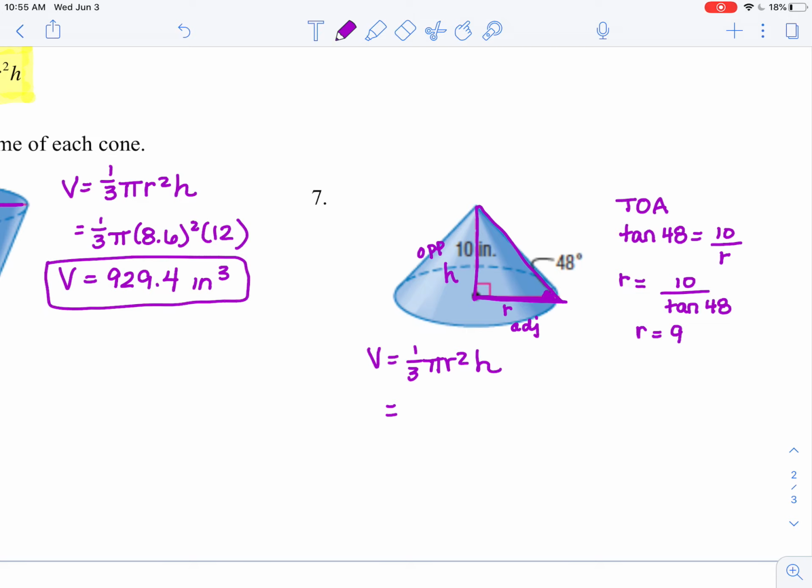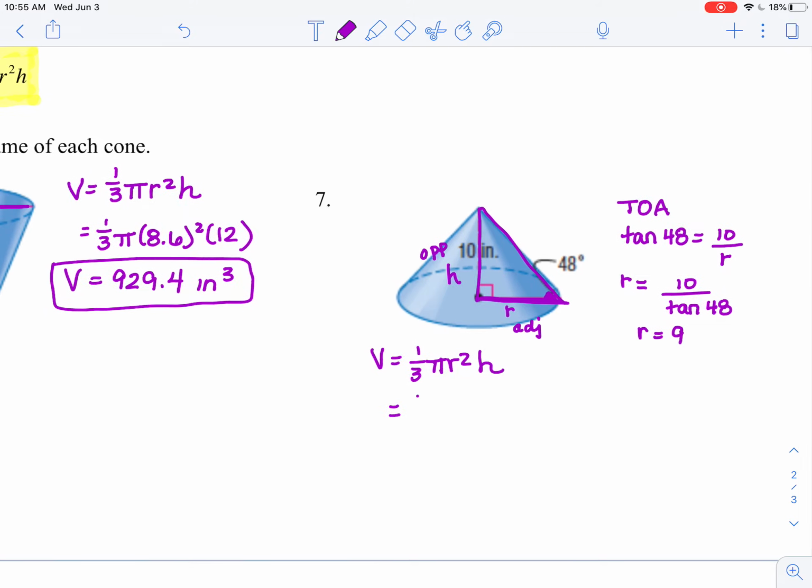Now we can plug our information into our volume formula. So we have 1/3 pi times 9 squared times 10. And the volume here is 848.2 inches cubed.